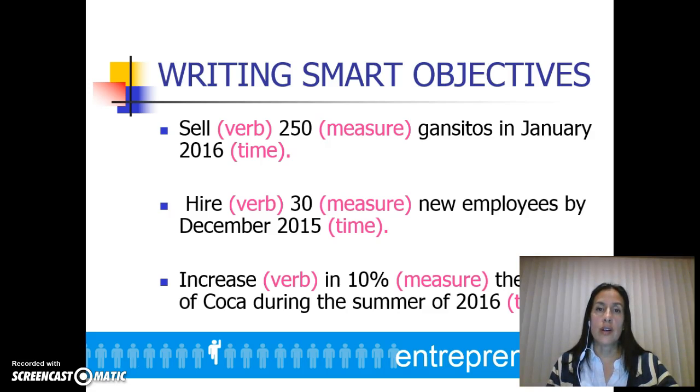You have also the R, to be realistic. In this one, it's probable that you need more background information to know if they are going to be achievable. But imagine that I told you, I'm going to sell 2 million gancitos. If I'm starting a company, that won't be realistic. And they are also in the T, remember you have the time limits there. So these are examples of correct objectives. When you write the objectives in your company, you have to keep in mind all these characteristics.